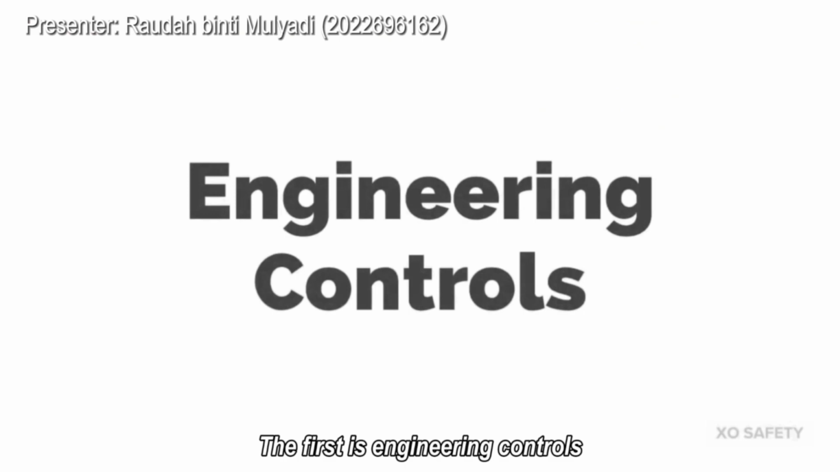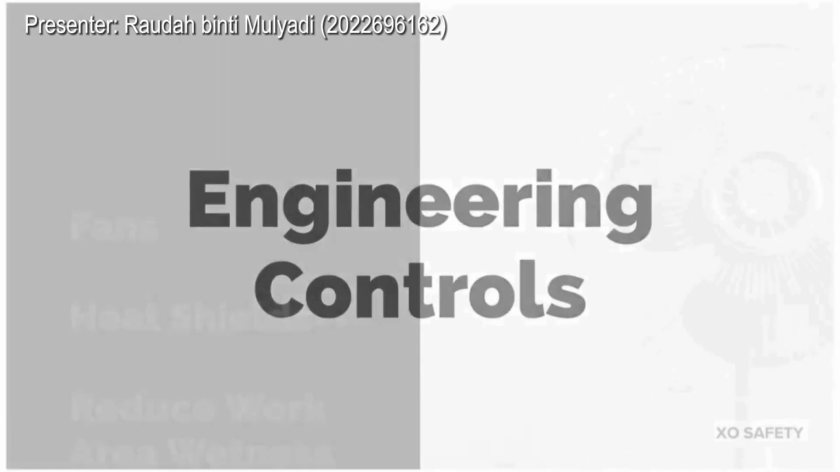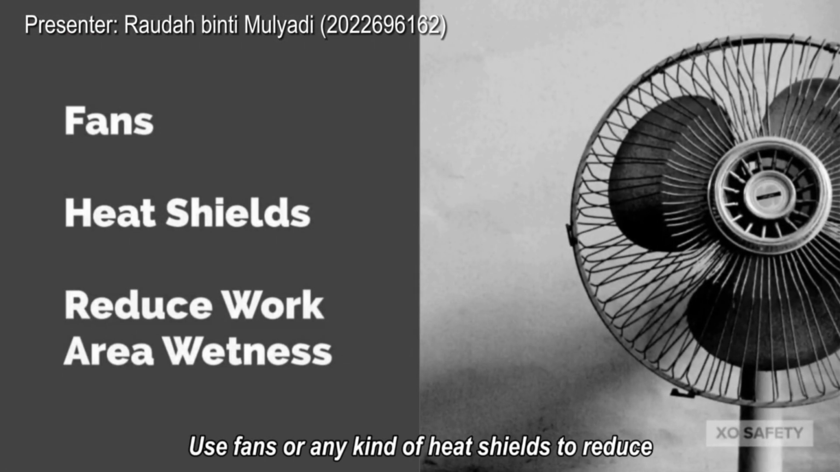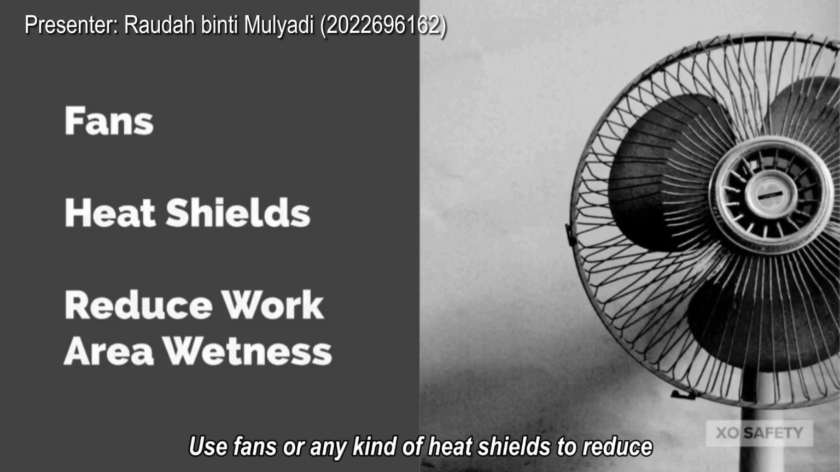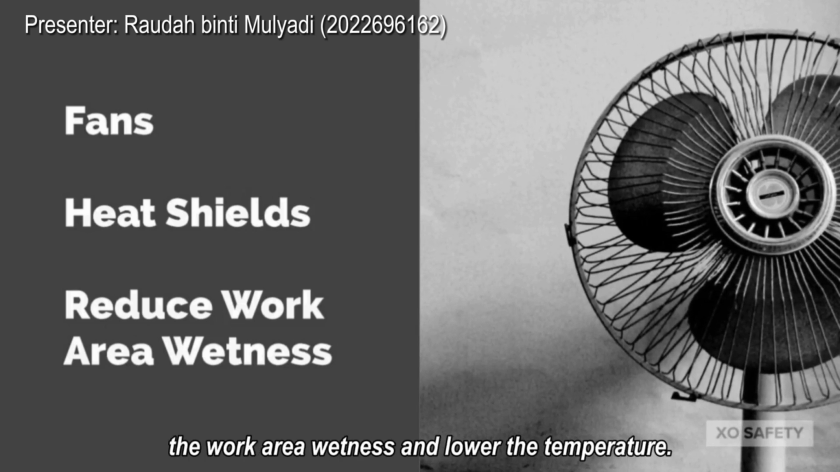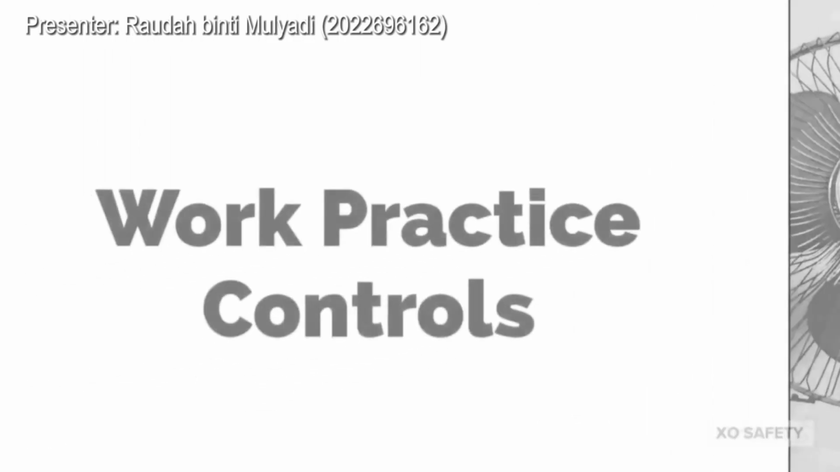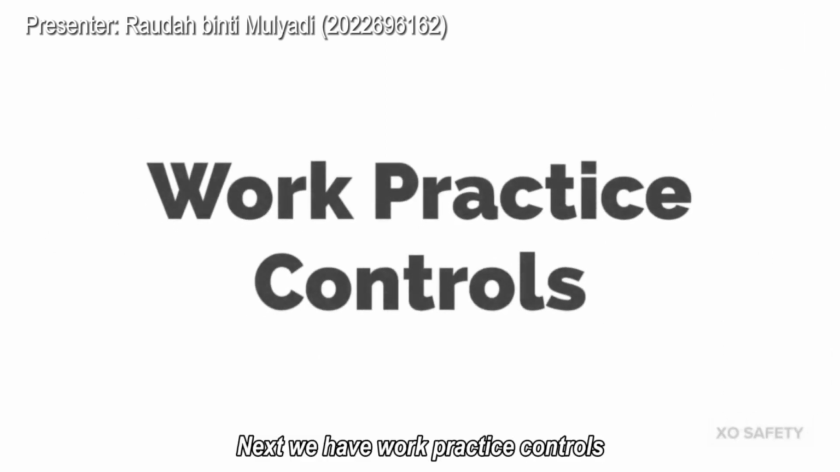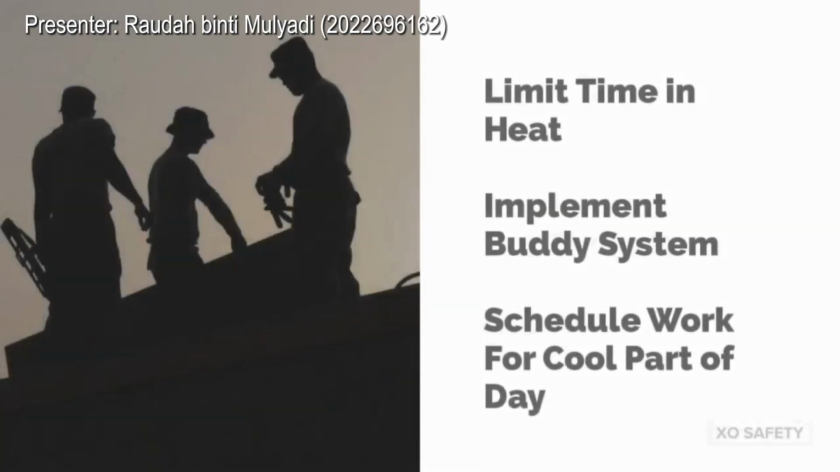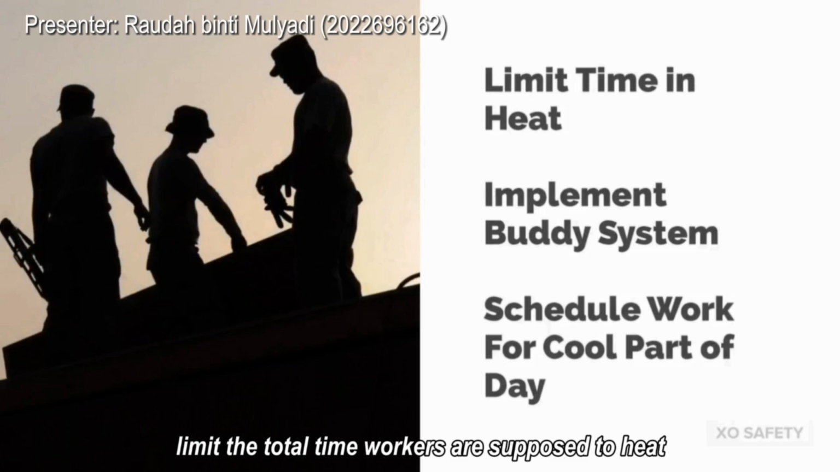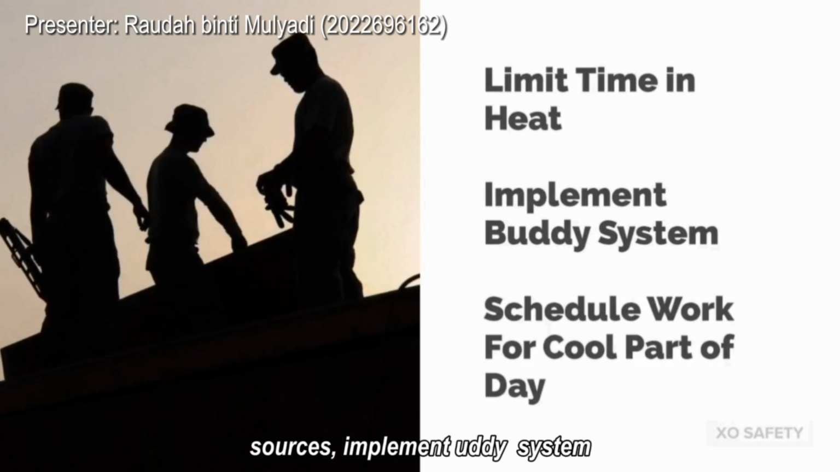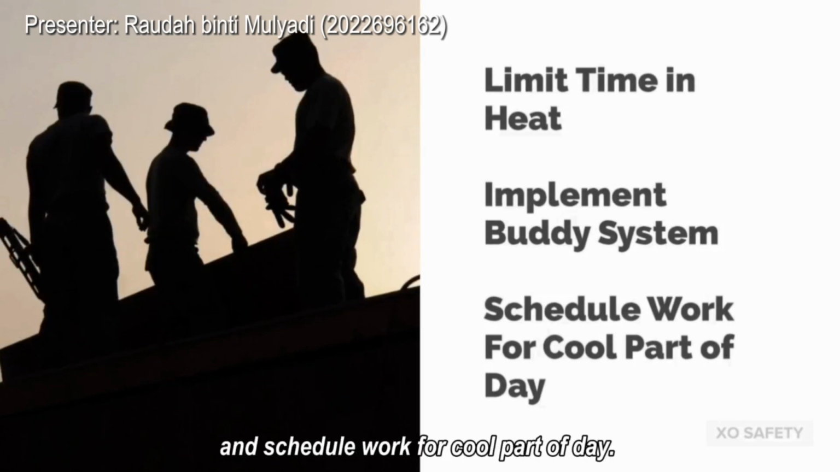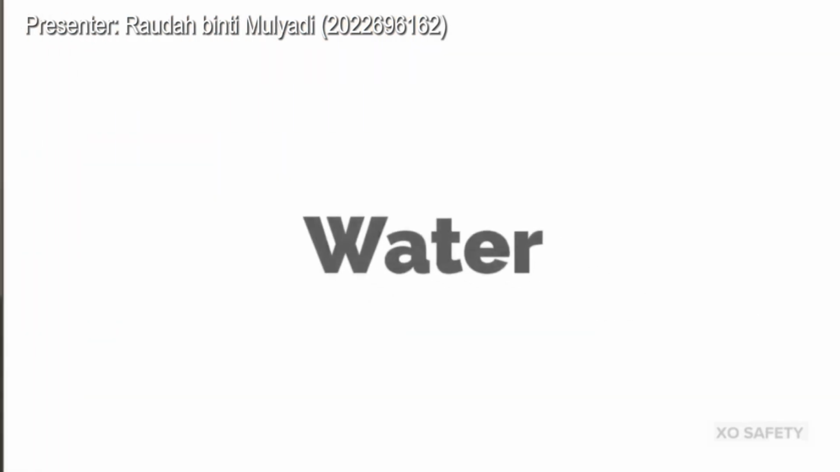The first is engineering controls. Use fans or any kind of heat shields to reduce the work area wetness and lower the temperature. Next, we have work practice controls. Limit the total time workers are exposed to heat sources. Implement a buddy system and schedule work for the cool part of the day.